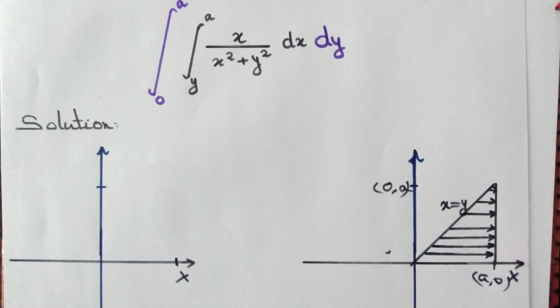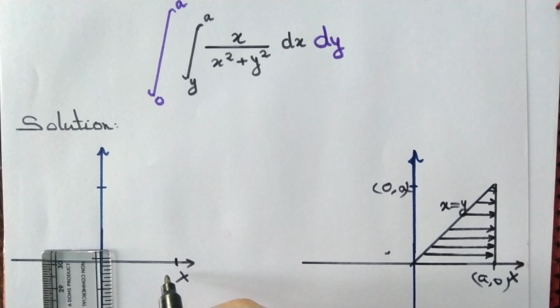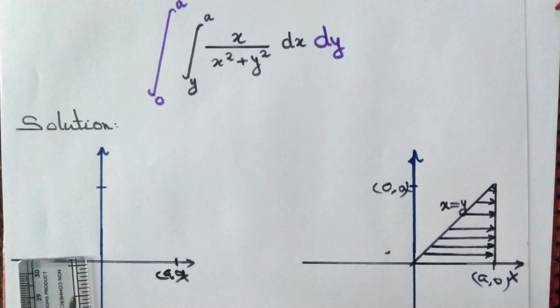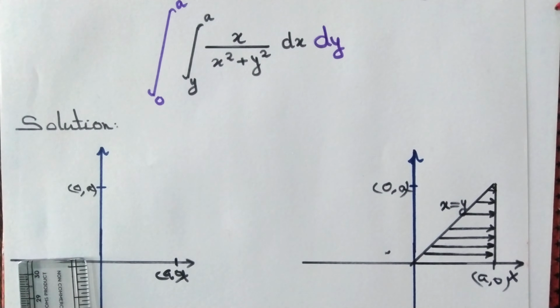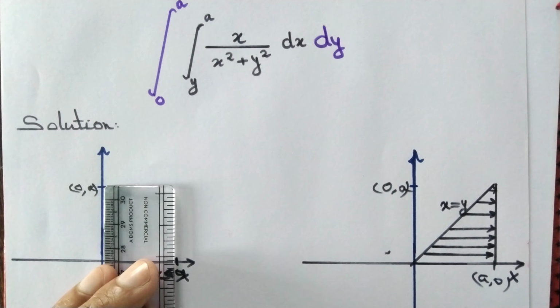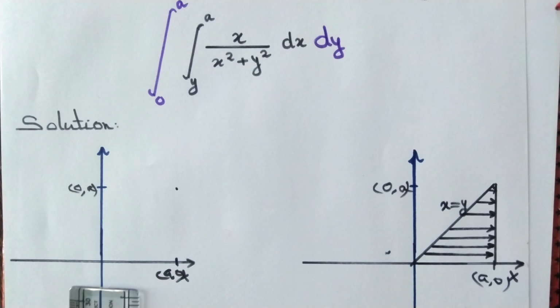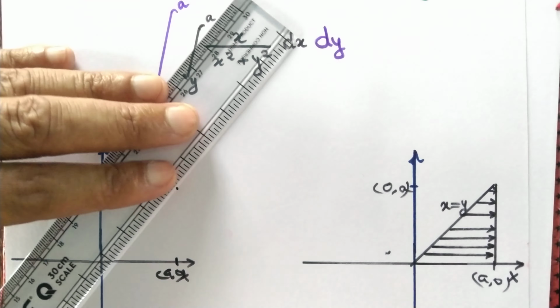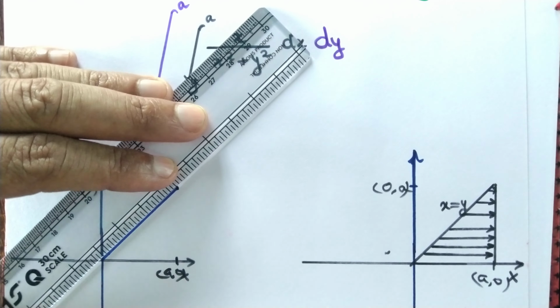Let's try to do it differently. So once again we draw the line x equal to y. Once again we got the point a comma 0. Once again we got the point 0 comma a. So we need the point a comma a. Yeah, we got it, the point a comma a. Now we draw the line x equal to y, or y equal to x. Okay, so far so good.